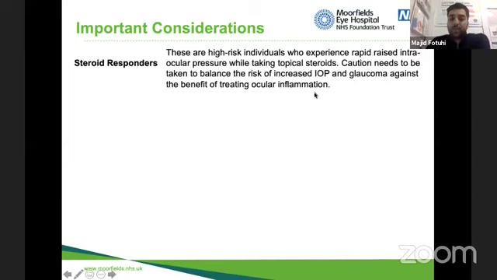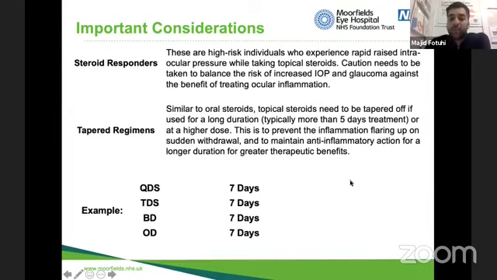That brings me to mention that the way we use steroids at Moorfields, and the way they should be used, is as a tapered regimen. This is similar to oral steroids, and topical steroids are tapered off if they're used for typically more than 5 days of treatment, or if it's given at a higher dose or frequency. The reason we do this is to prevent the inflammation from flaring up again on withdrawing the medication suddenly, and also to maintain the anti-inflammatory action for a longer duration of time, for a greater therapeutic benefit overall.